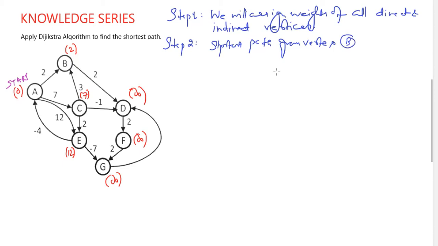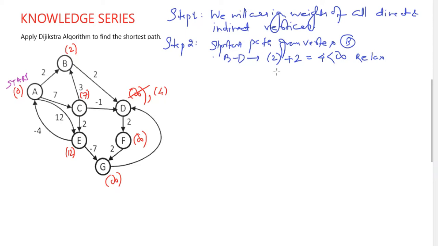We see that from B only one link is emerging out, so we consider BD. BD means the weight of B, which is 2, plus the link cost between B and D, which is 2, that is 4, and 4 is less than infinity, the assigned weight of D. So it is a relaxation condition, and the relaxation condition is satisfied. So now we modify the weight of D from infinity to 4.